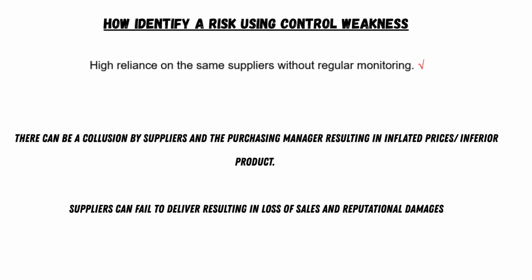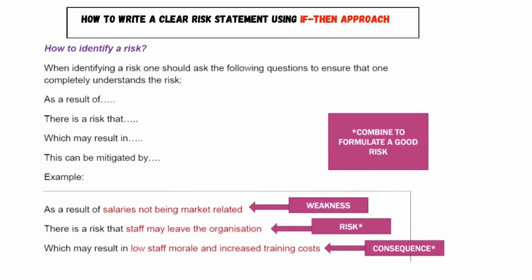And another thing, because we don't review the performance of our suppliers, there is also a risk that the supplier can fail to deliver, resulting in loss of sales or even reputational damage, because there will be a shortage of inventory within the organization as they are failing to deliver on our expectations as an organization. So that's how you can identify risk. You use the weaknesses to say, as a result of this not being fixed or closed, there is a risk that, and you need to also tell us the consequences of such a risk. So that's how you write risk statements.